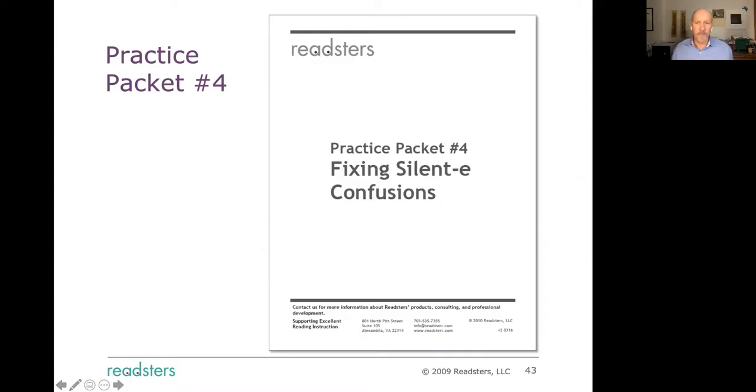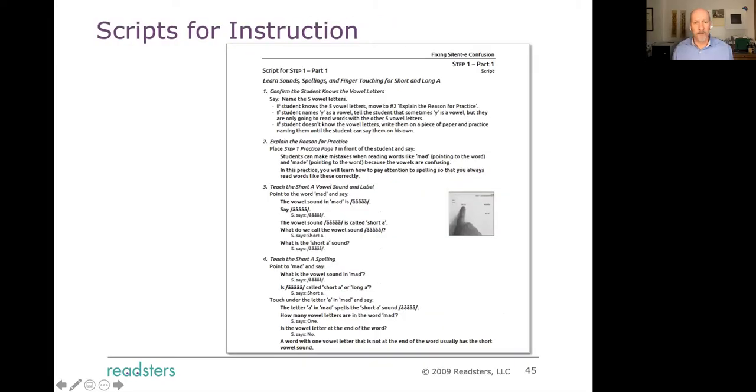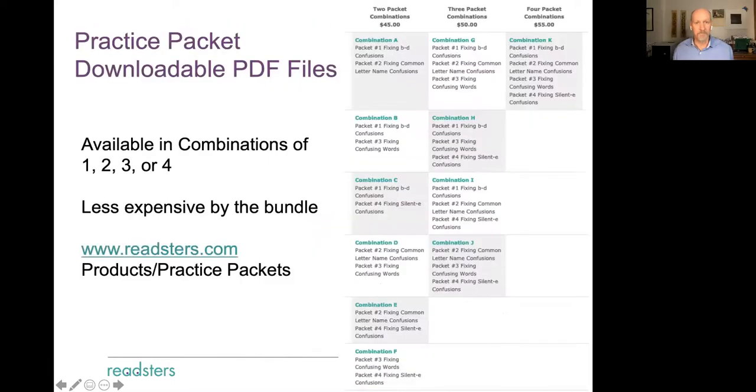And lastly, practice packet number 4 is our Fixing Silent E Confusions packet. This is a little more complicated because, as I said, you're teaching 5 different vowel patterns, silent E patterns, and contrasting that with the short vowel pattern, and you do cumulative practice. So there are actually 7 steps that you go through to master all of it. But we have everything again that you need for that. And scripts for every step of the way. So it's completely foolproof. You can just follow the scripts each time you're teaching a new step.